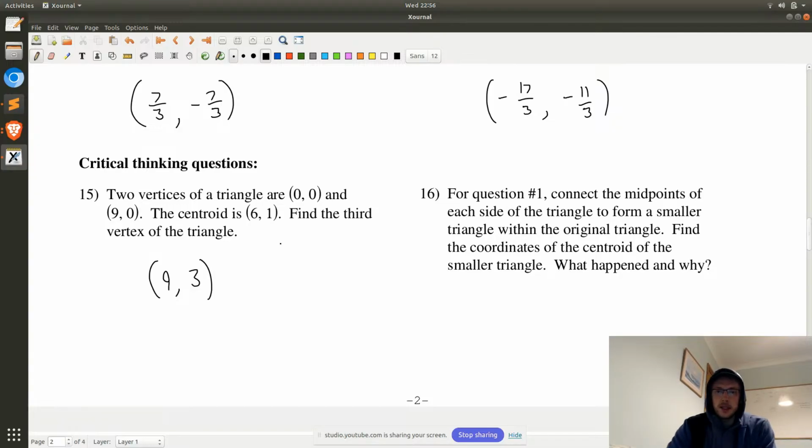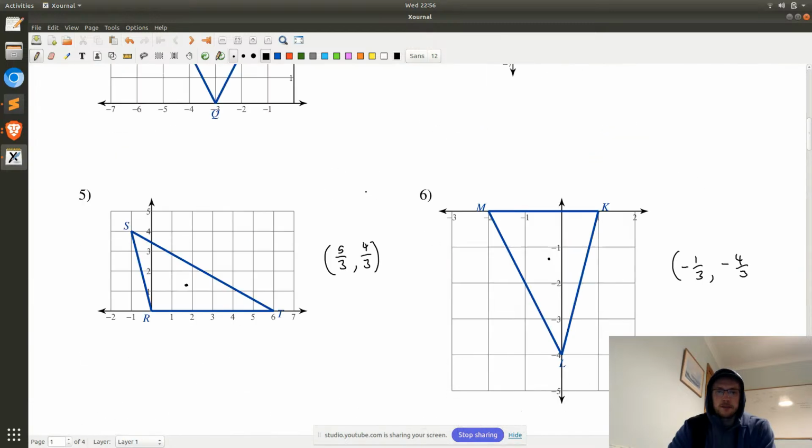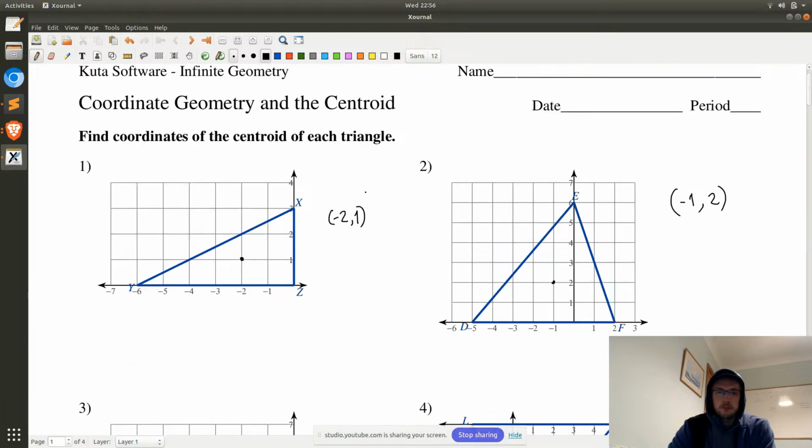For question number 1, connect the midpoints of each side of the triangle to form a smaller triangle within the original triangle, and then find the coordinates of the centroid of the smaller triangle. What happened and why? So we have to find the midpoints of each side. There and there. And this triangle conveniently has the midpoint there.